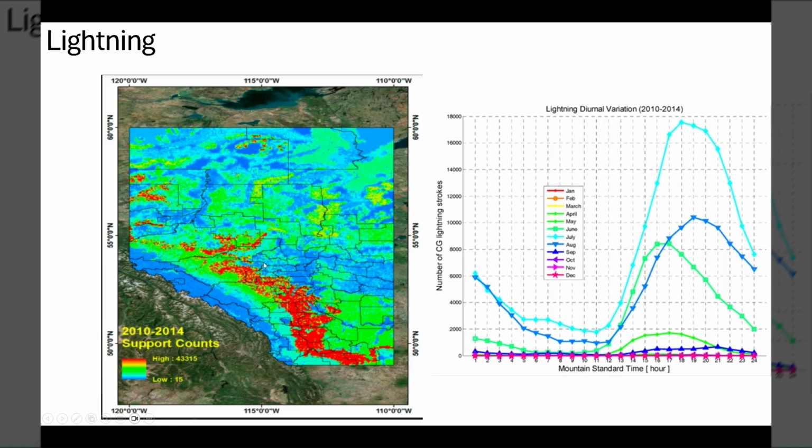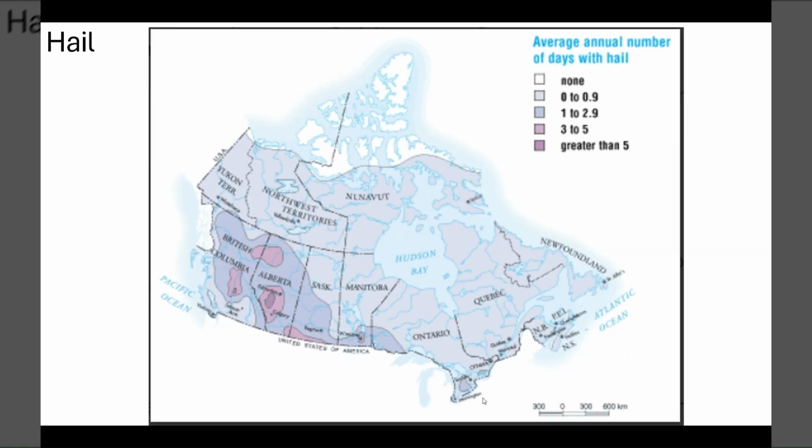Lightning. So here's just a map of lightning strikes, and also a graph of the time of day when it's most prevalent. So again, if I was going to put up a large tower or do some work outside, I can look here and I can see that maybe, let's say between 5 and 9 p.m. is when the most lightning strikes occur. So I know my risk is higher at those times.